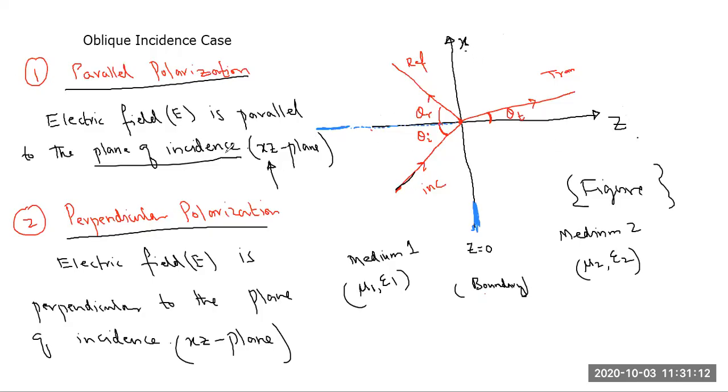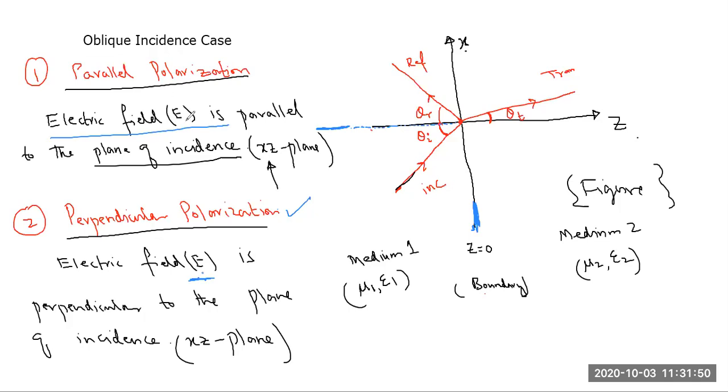And now what will be the difference? In the case of parallel polarization, we will assume that the electric field vector is in this plane, so the electric field has to be in the xz plane. For perpendicular polarization, the electric field will be drawn perpendicular to the xz plane. Of course, what is perpendicular to the xz plane? It must be the y-axis. So in the perpendicular polarization case, the electric field has to be in the y direction, or the electric field will only have a y component.